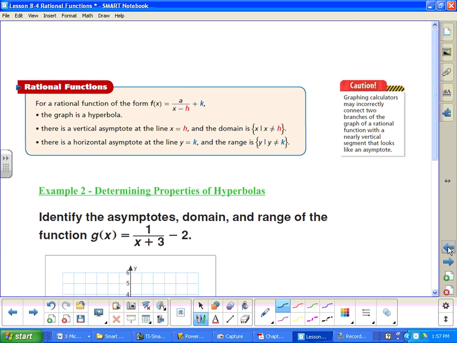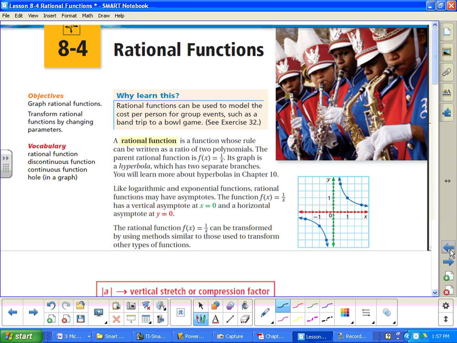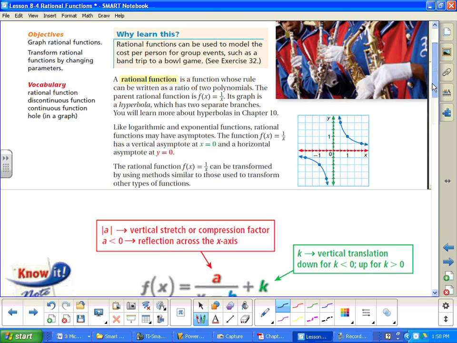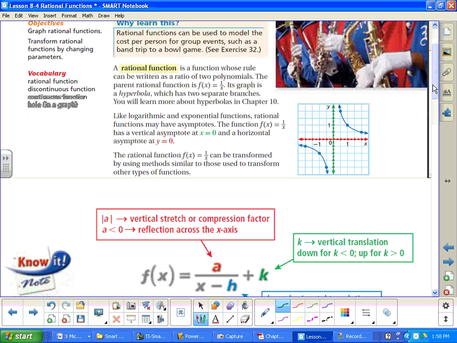So in the first three examples on rational functions, first of all, what a rational function is: it has a polynomial in the numerator and the denominator. And it looks like f of x equals 1 over x, which is the parent function for inverse variation functions. A rational function is a type of inverse variation, where most of the graphs are going to look very similar to this one here.